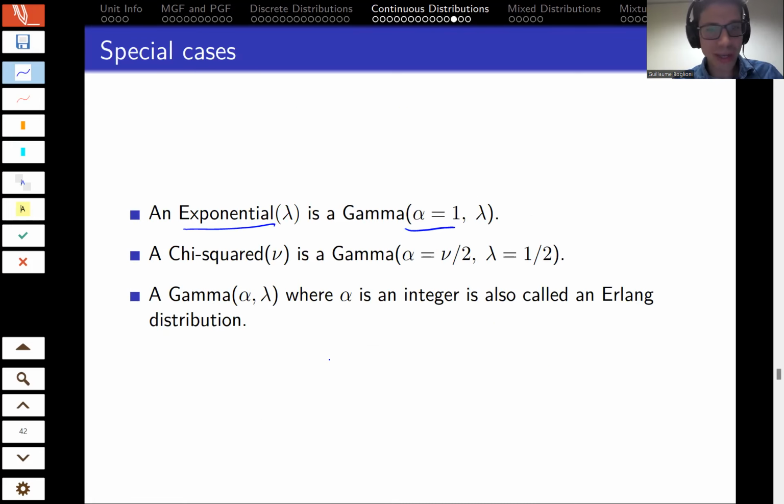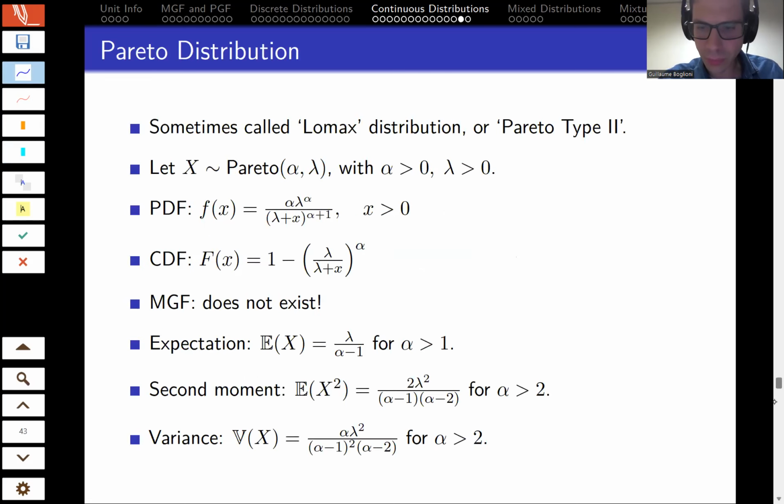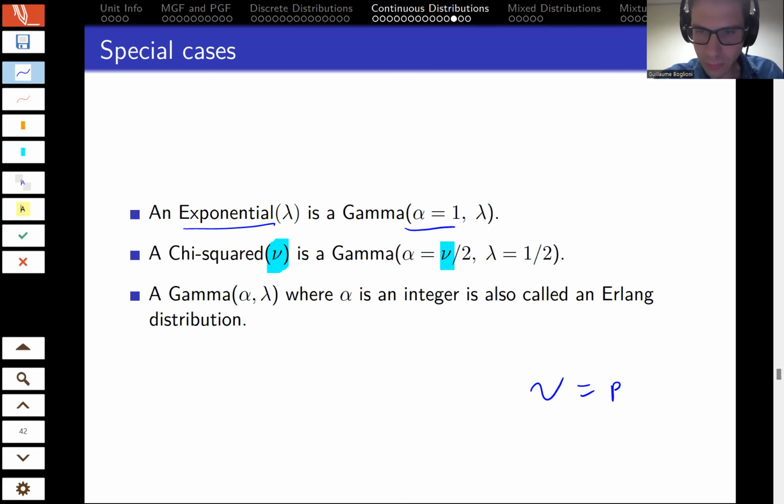You also have that a chi-squared with nu, this is the Greek letter nu I believe, is in fact a gamma with nu divided by 2 for the alpha parameter and lambda fixed at 1/2. I think maybe I should have said that nu here is a positive integer. 1, 2, 3, 4, etc.